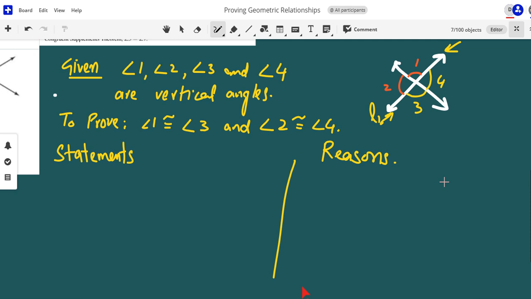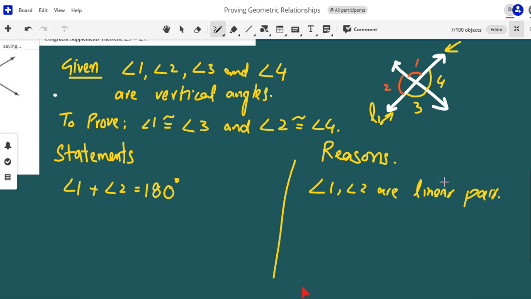So you can say that angle 1 plus angle 2 are linear pair, so their angle sum is 180 degrees because angle 1 and angle 2 are adjacent or linear pair angles. Clear? Yes. Okay. Similarly, angle 2, again I forgot to write the measure. So measure of angle 1 and 2.